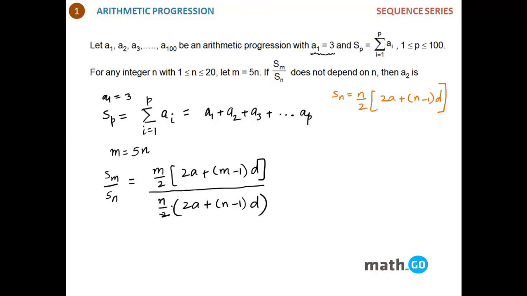Now we see that these two and these two will get cancelled out. Similarly, we also know that there is a relation between m and n given to us, so m and n will also cancel out. We'll be left with what? Sorry, not n, but just 5 here, by doing the cancellation. And what would this be? This will be 2a plus 5n minus 1 d. Then in the denominator we would have 2a plus n minus 1 d.